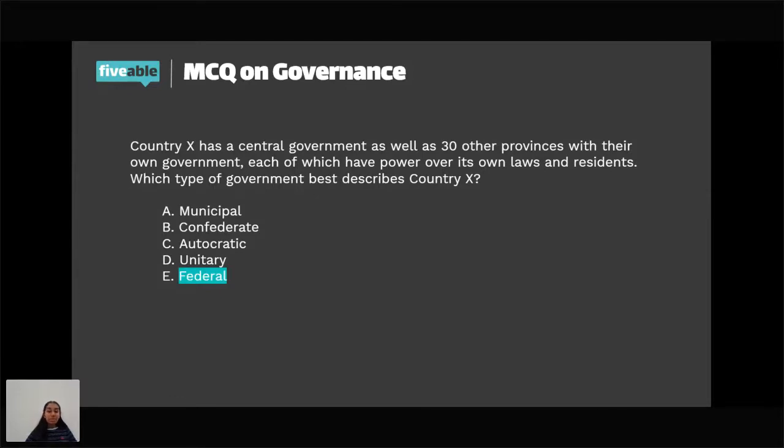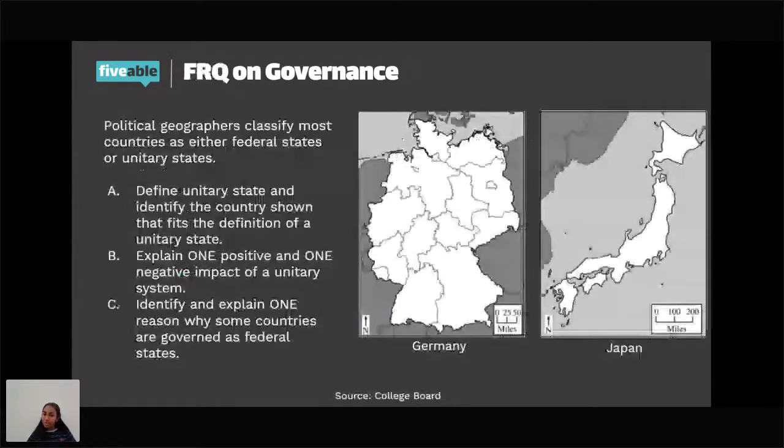Okay, now we're going to be doing our FRQ on governance. So I'm going to split. Oh, sorry, Marcus, did you have a question? Okay, so how do you define? Okay, so I'm just going to, oh, confederate. Okay. Those were kind of just filler answers to mess up the answer choices, to trip you up. But what you really need to know is federal and unitary. And that's what you're going to be tested on most of the time.